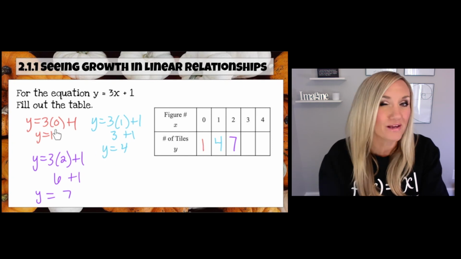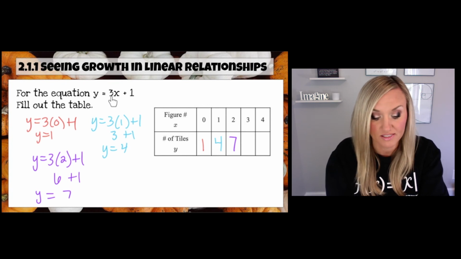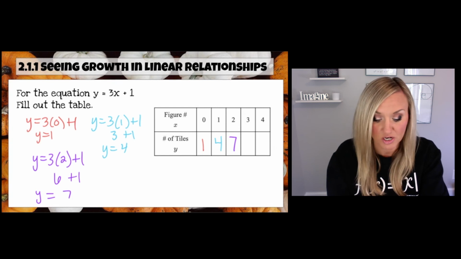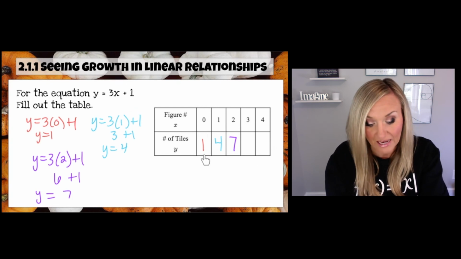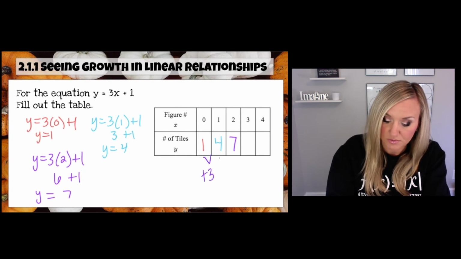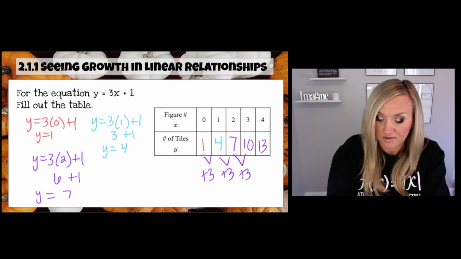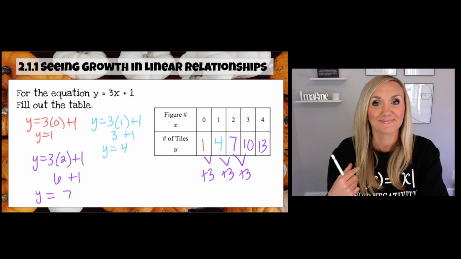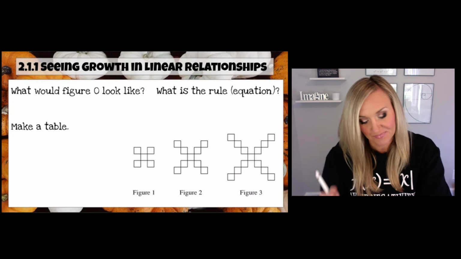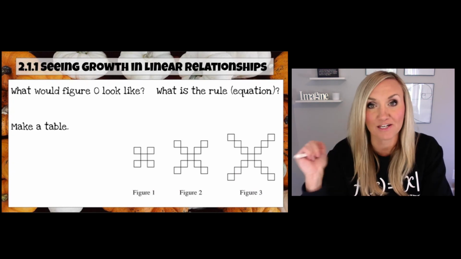So did we really have to plug these in? No. You could look at the number in front of x and say that's the slope. So I know that these are increasing by 3 each time, and I know the zero figure, I have to start at 1. So I can just simply say this is plus 3, plus 3, plus 3. So this is 10, and this is 13. All right, now's the time for you to try one on your own. Let's see how you do. Pause this video, please. Try this out and press play when you're ready.